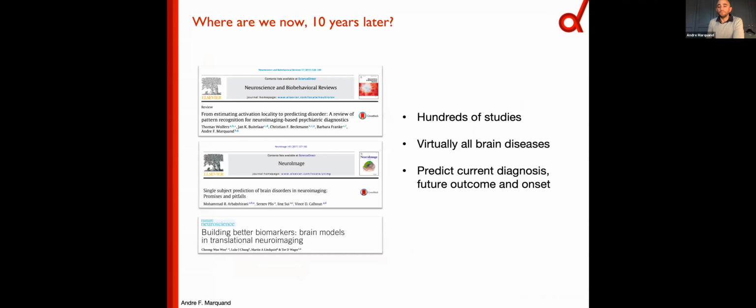Since that time, there have been hundreds of studies that have used this kind of pattern recognition approach, and I would refer you to some of these review papers. That was one, for example, written by Thomas Wolfers, who was a PhD student in our group. Basically, this kind of pattern recognition approach has been applied in hundreds of different contexts, virtually any brain disorder that you can consider, and predicting many different kinds of clinical variables.